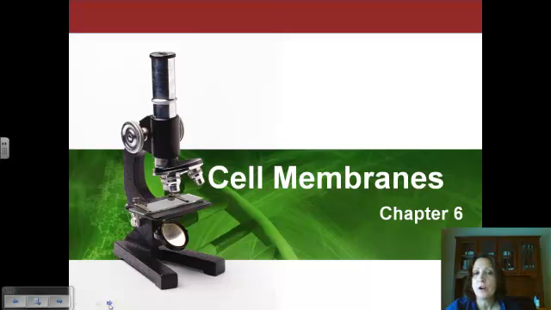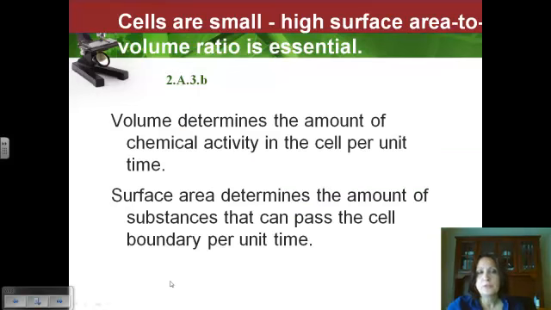This is part one of a two-part lecture on cell membranes. We're going to focus mostly on chapter 6, but I am going to incorporate a little bit from chapter 5. So the first part is from chapter 5, and this is just to explain why cells are so small. Why do we see larger organisms made up of lots and lots of little cells rather than one large cell? And it has to do with the surface area to volume ratio.